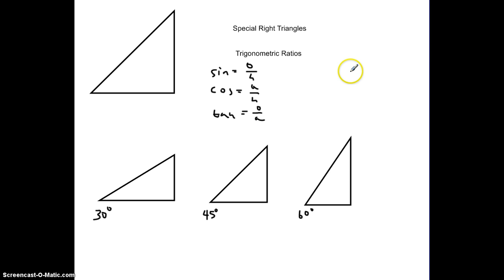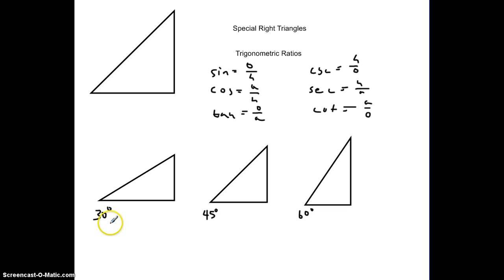Then we have the reciprocal ratios. The reciprocal of sine is cosecant, which would be the hypotenuse over the opposite. Then the reciprocal of cosine would be the secant, which is the hypotenuse over the adjacent side. And the reciprocal of tangent would be cotangent, which would be the adjacent over the opposite.